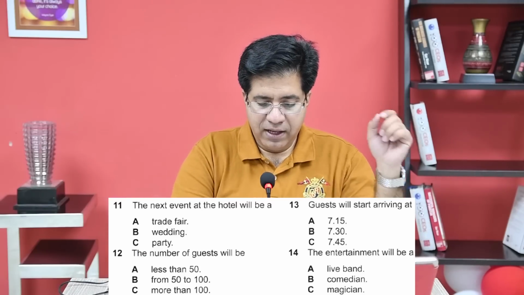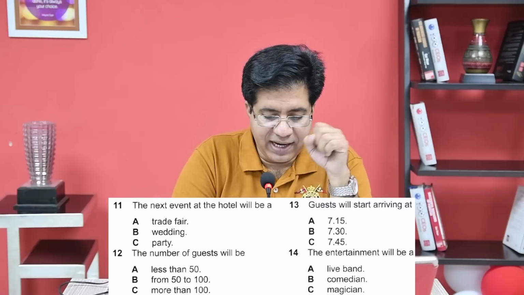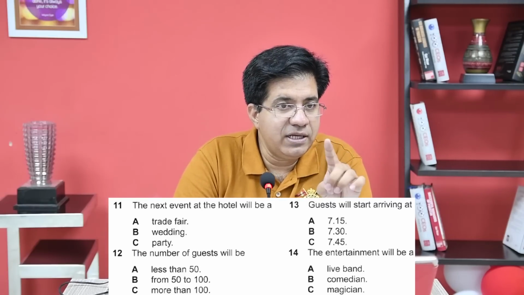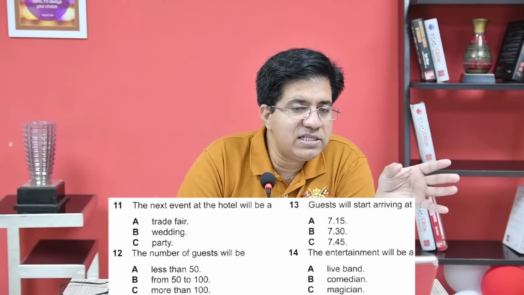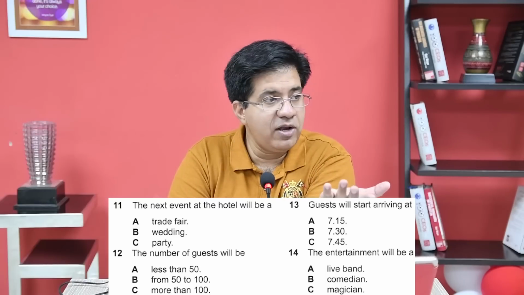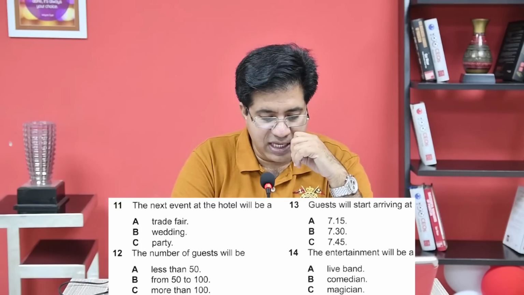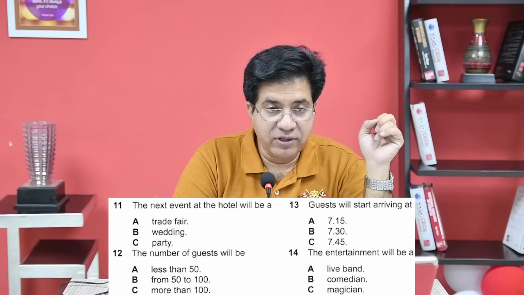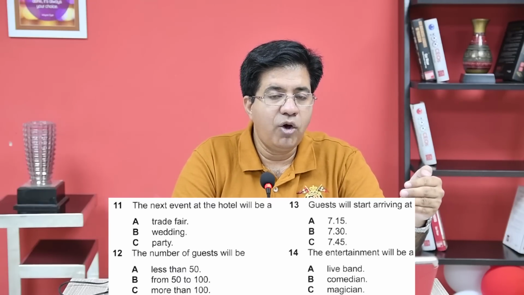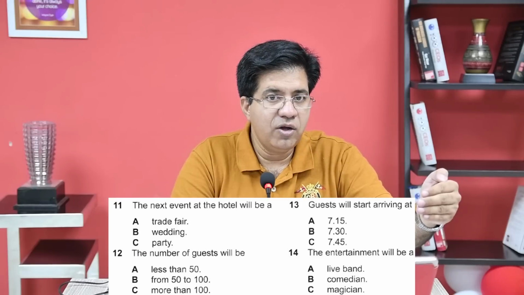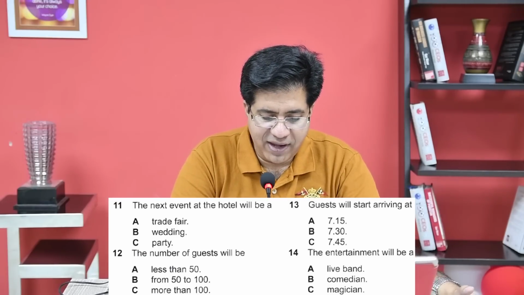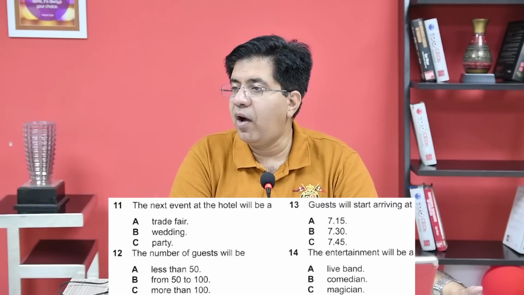Question number 11, the next event at the hotel will be. Now, whatever the last event is, that will not be the answer. Whatever the current event is, that will not be the answer. The event is the next event. For the next event, they can use the words coming event, upcoming event. Or they say, tomorrow we have an event, or in the next 2 days, we have an event. Now, what are the events? Trade fair, wedding and party.